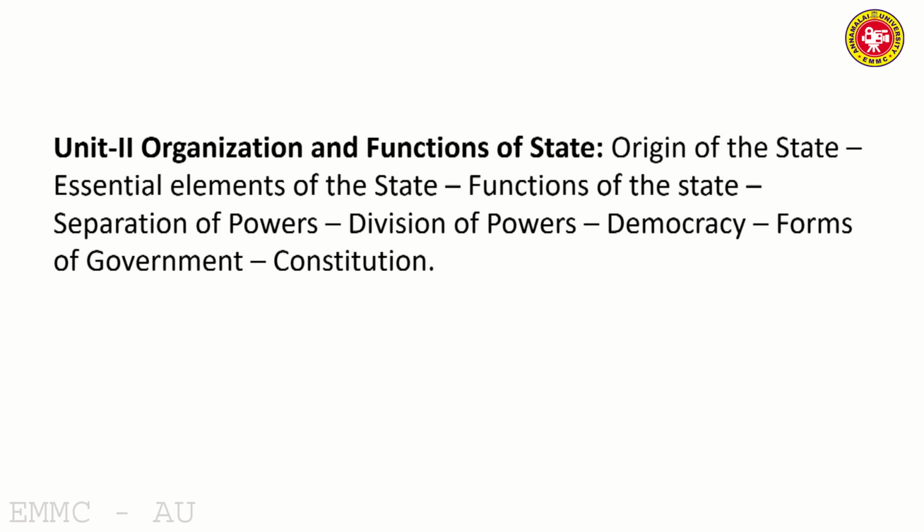We can look at the origin of the state, because many theories exist: the evolutionary theory, force theory, social contract theory, then the modern welfare state system. Likewise, we can look at the origin of the state at different levels. Then the essential elements of the state: we have 4 elements, population, territory, government and sovereignty. Without these 4 elements you cannot imagine any state. All states have 4 elements: people, that means population, and a topographical, geographical structure, territory, land, space and water.